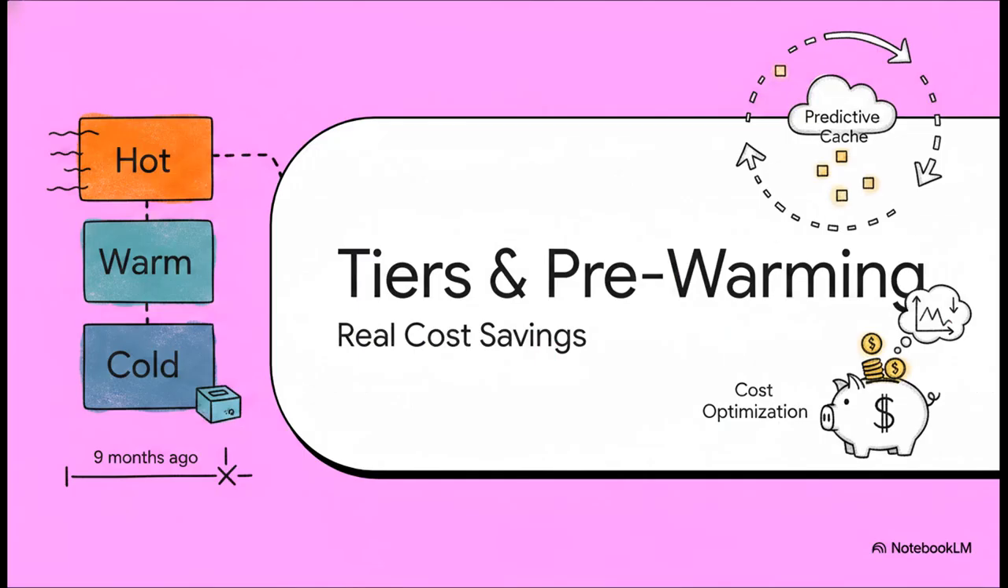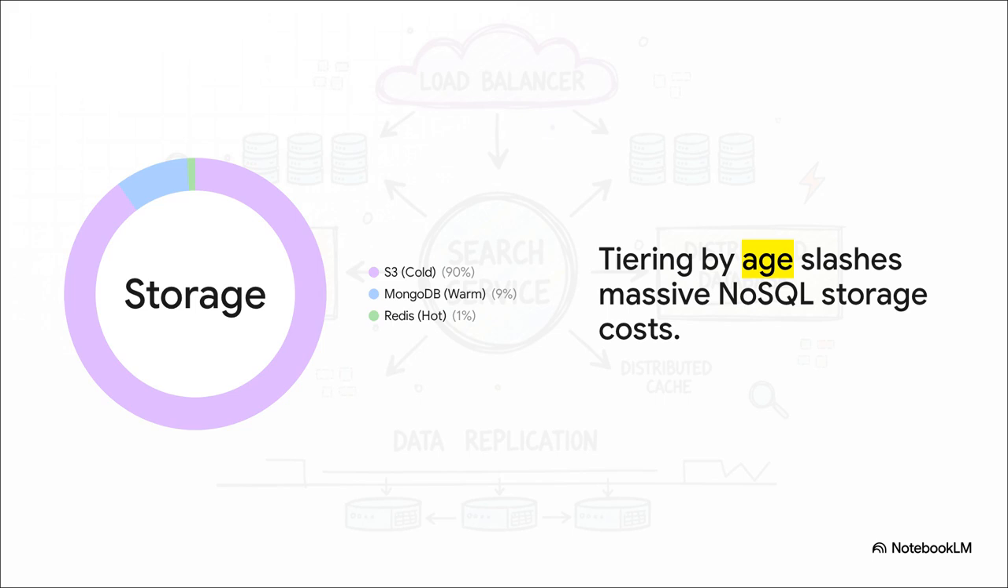Next up, Section 4, Storage Tiers and Pre-warming, where we talk about real cost savings. Look, retaining billions of searches indefinitely in a warm database like MongoDB is incredibly expensive. We have to optimize by tiering. We keep the fast, hot 10 items in Redis. We keep a 6-month durable history in MongoDB for operational queries and support. And then, by pushing the long-tail historical data into S3 via nightly Spark ETL jobs, we completely slash our NoSQL storage costs while still keeping all our analytics capabilities intact.